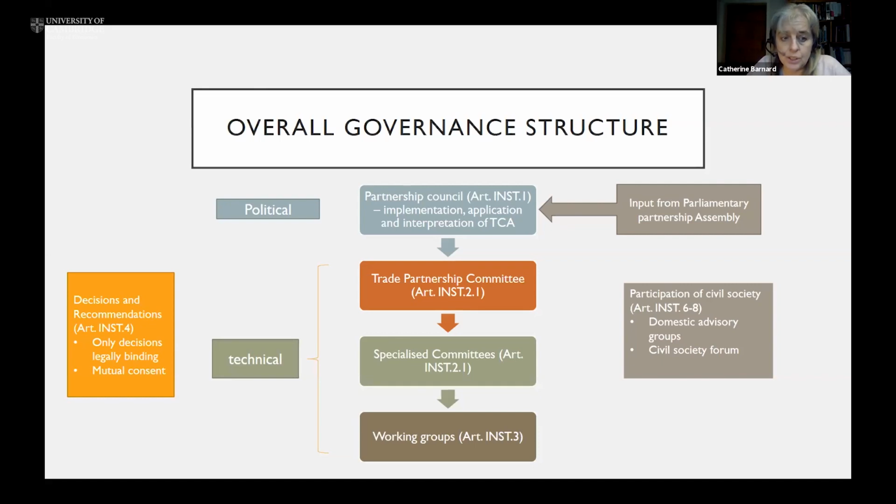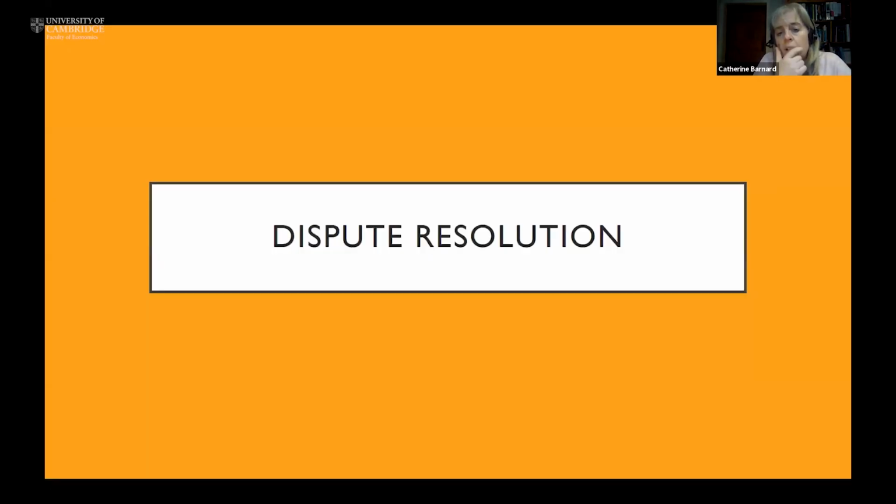And they can issue decisions which are legally binding and recommendations which are not. I also want to say something about dispute resolution, and then I will pause.